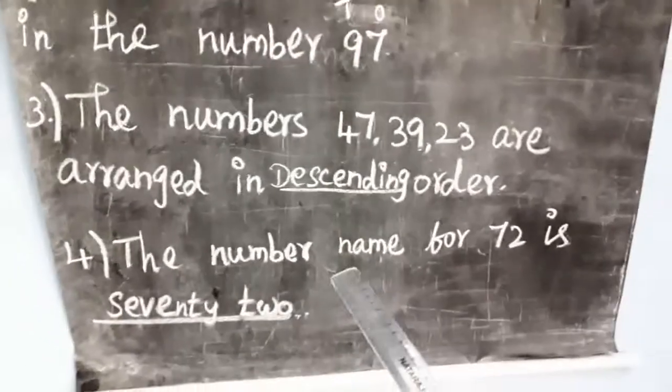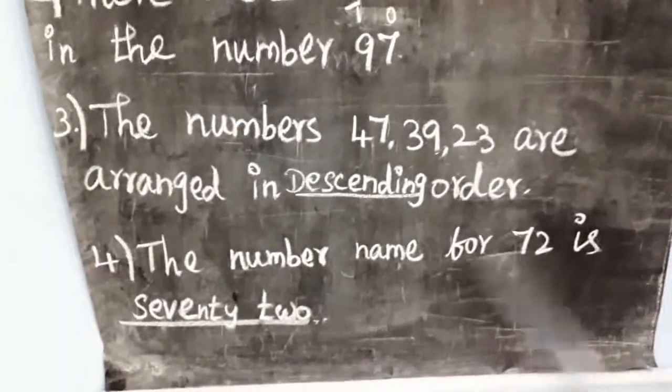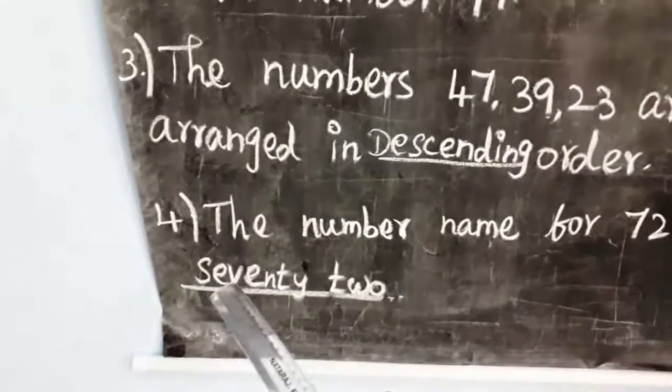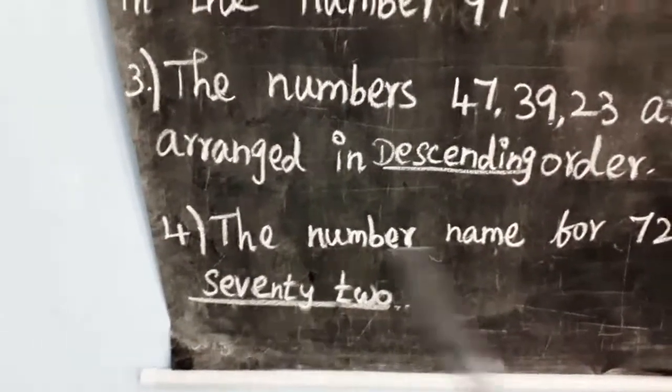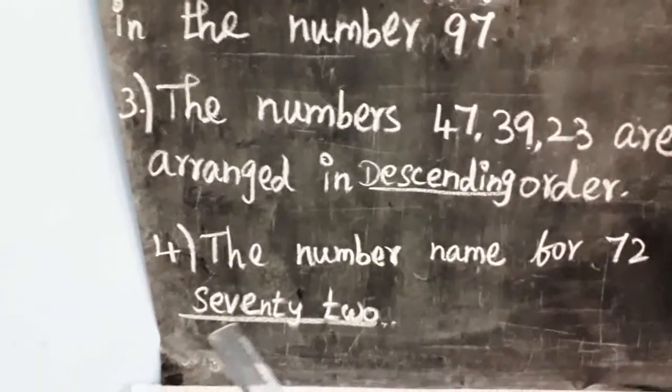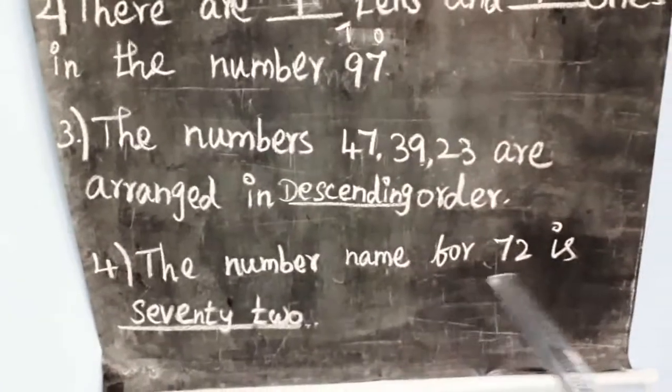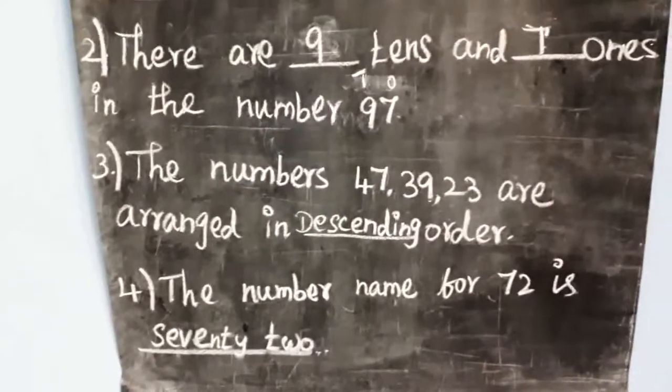The number name for 72 is dash. Seventy-two. The number name for 72 is seventy-two.